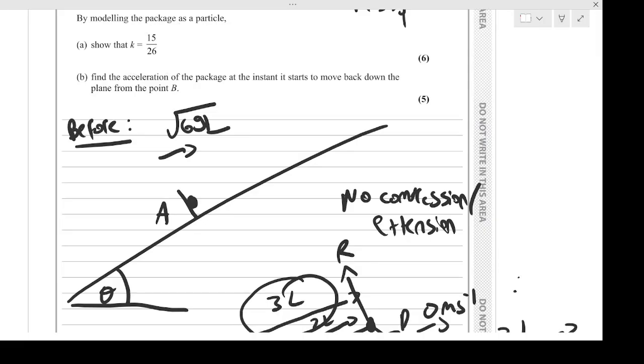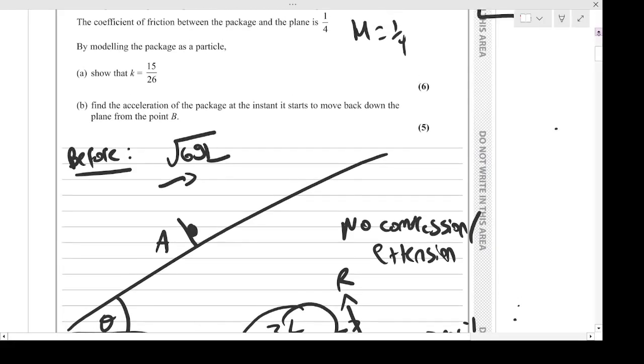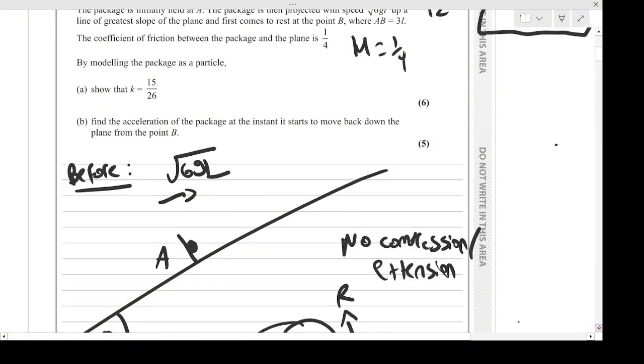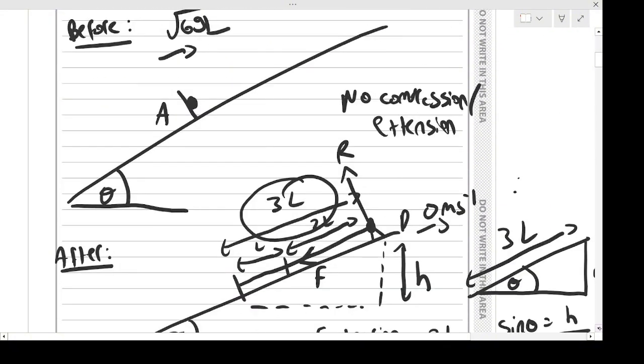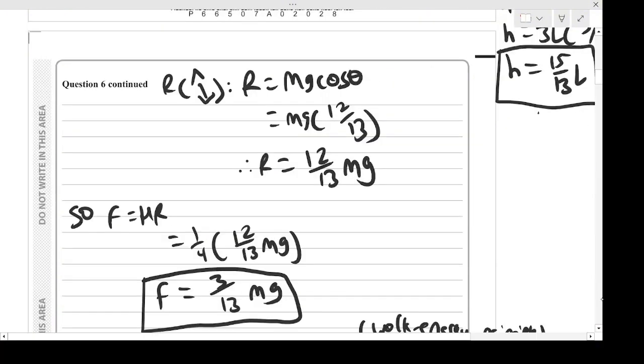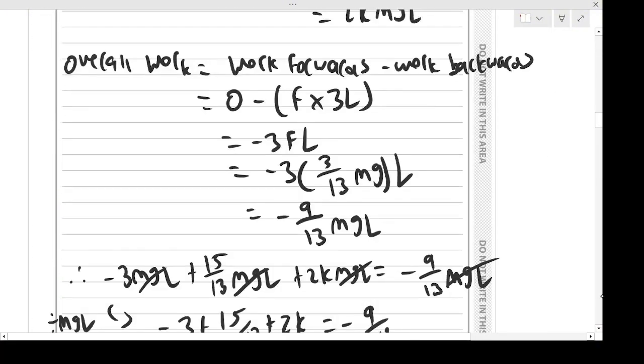Great. Okay, now in part B, I need to find the acceleration of the package at the instant it starts to move back down the plane from B. Okay, so I need to consider basically this situation here, where it's at B, going to start to fall down. I'm going to redraw that situation, okay?